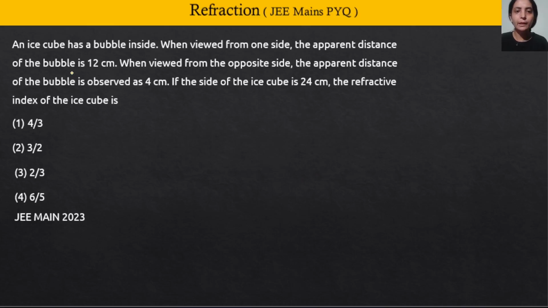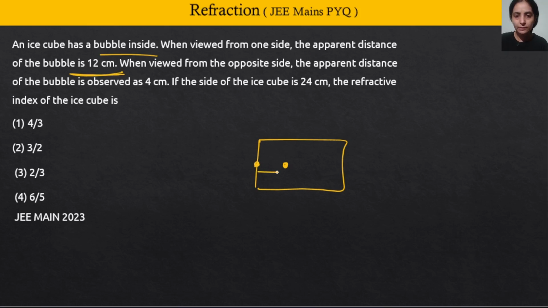So look at what the next question says: an ice cube has a bubble inside. So there is one ice cube and it has a bubble inside. Let's say the bubble is somewhere here. And when viewed from one side, looking from here, the apparent distance of the bubble is 12 centimeter. So let's say for this side the object distance is x. Done it? So the apparent distance is how much, 4 centimeter. Sorry, it is given as 12 centimeter, right.